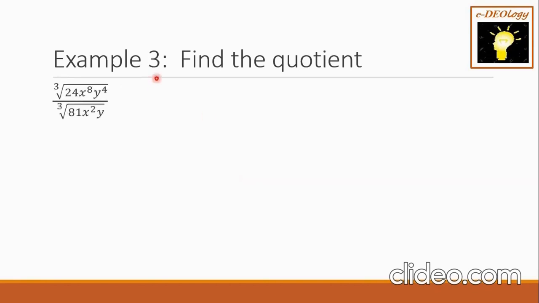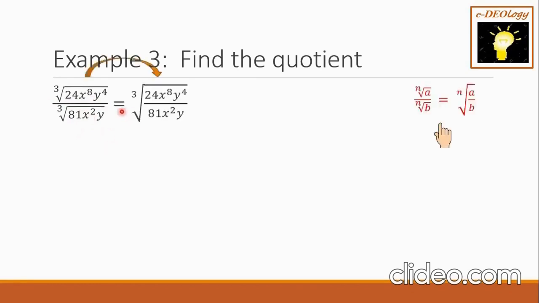Let's have example 3. We have here the cube root of 24x raised to 8, y raised to 4, all over the cube root of 81, x squared y.